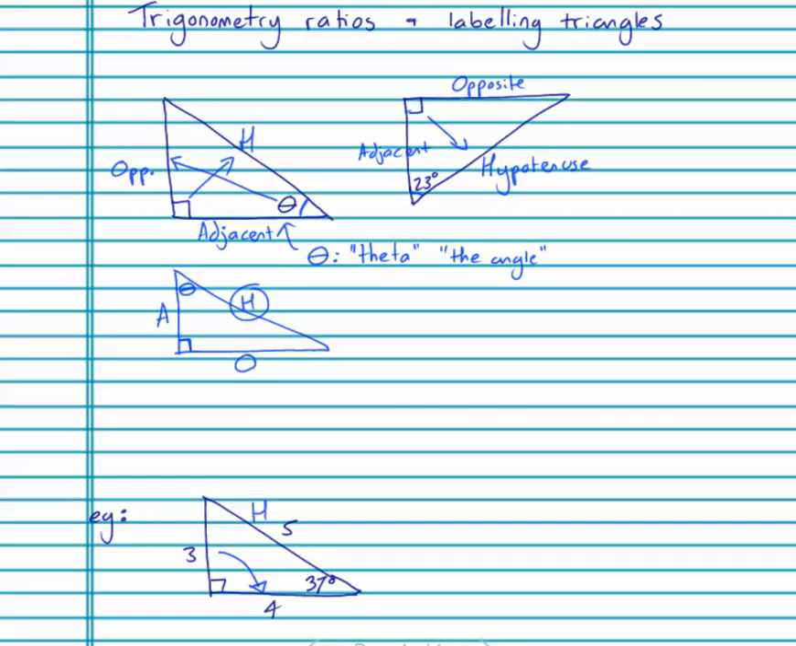So let's just label the sides of this triangle. Opposite the right angle is the hypotenuse. Opposite the angle we care about, which is 37 degrees, side 3 is the opposite, and so side 4 must be the adjacent. The 3 sides mean there's 3 different ratios we could have. I could have done 3 divided by 4, opposite divided by adjacent, or 3 divided by 5, opposite divided by hypotenuse, or adjacent and hypotenuse, 4/5.